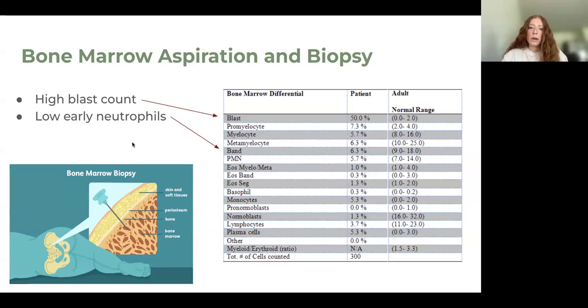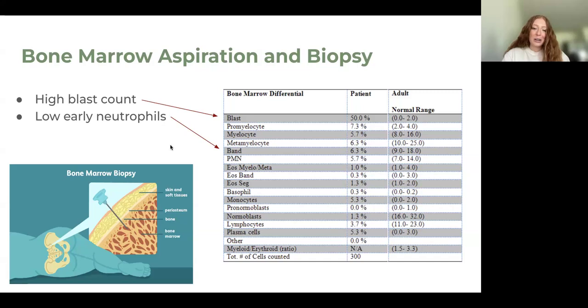Kind of the same with the bone marrow aspiration and biopsy. They're going to look for the blast count. Here you can see this patient has 50% of blasts in their bone marrow. The normal range is a lot less. And then they have low early neutrophils, so it's like an immature form of neutrophils. They live in the bone marrow. This says band. That's another way to call neutrophils.